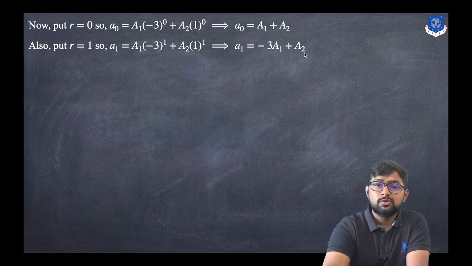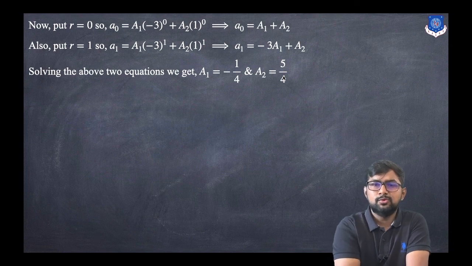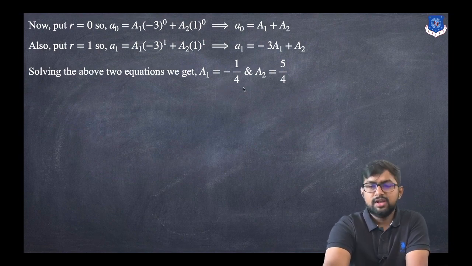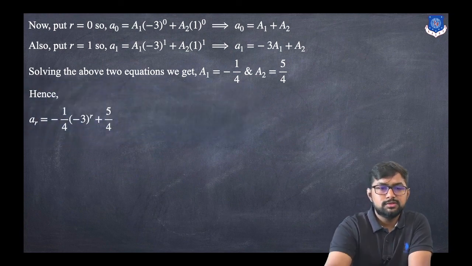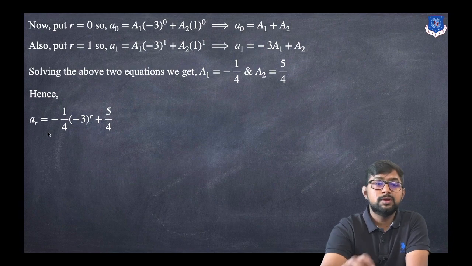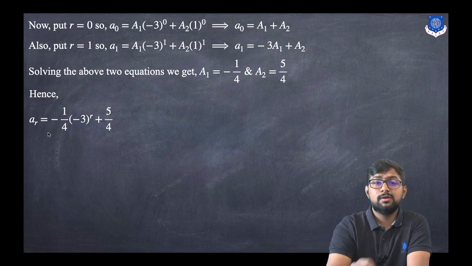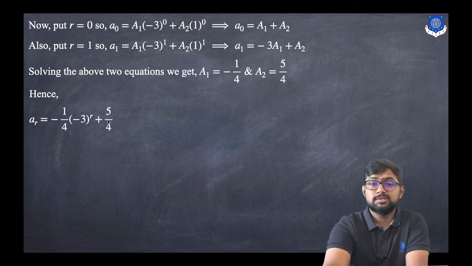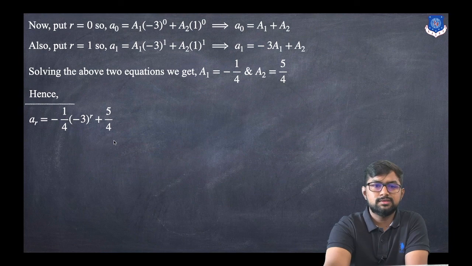Now if you solve these equations by whatever method you know, A1 will be minus 1 by 4 and A2 will be 5 by 4. So just substitute the values in the solution, and we'll get a_r = (-1/4)(-3)^r + (5/4)(1)^r. So that is the final answer.